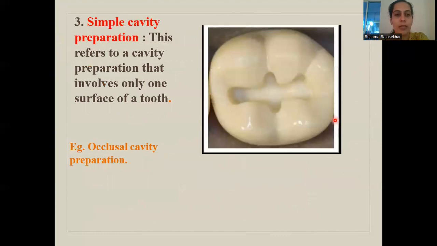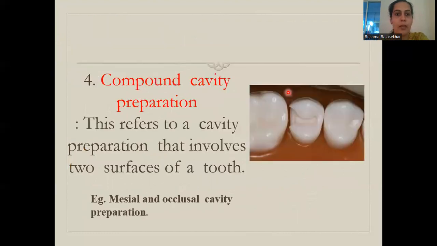So a simple cavity preparation means a cavity preparation that involves only one tooth surface, for example, an occlusal cavity preparation. A compound cavity preparation means a cavity involving two surfaces, for example, the mesial and the occlusal surface, that is, two surfaces are involved.